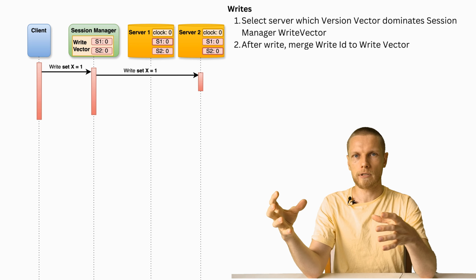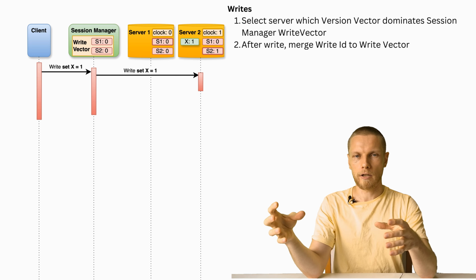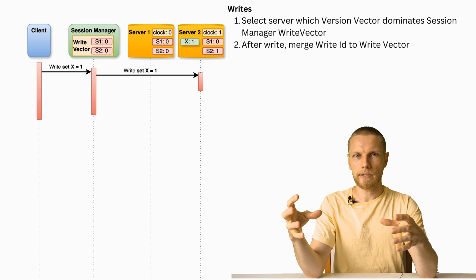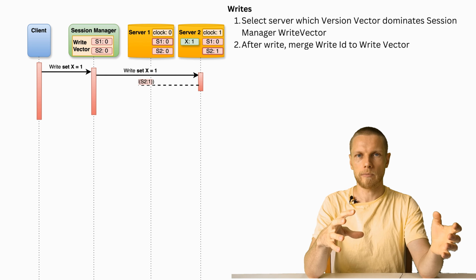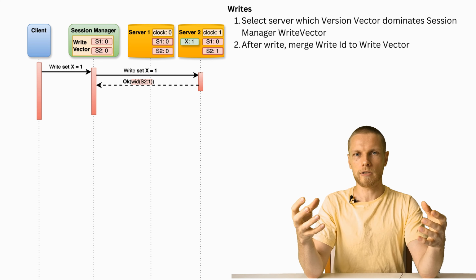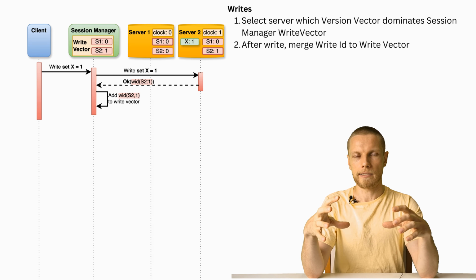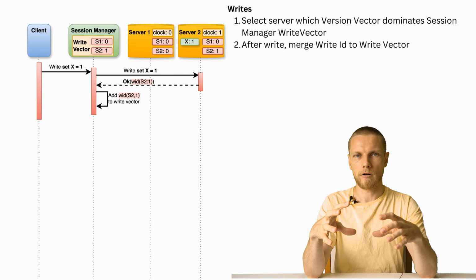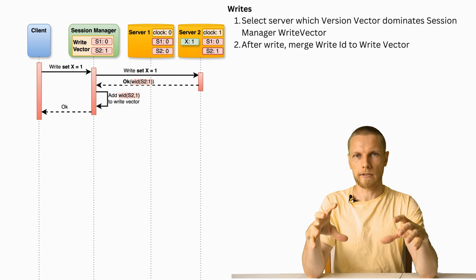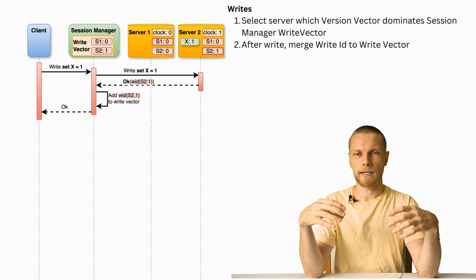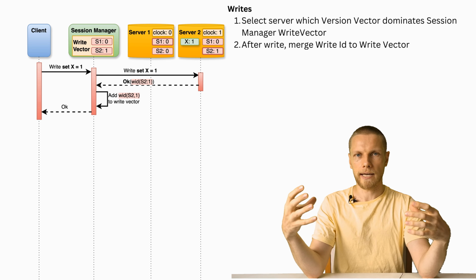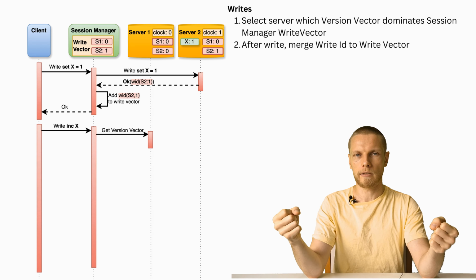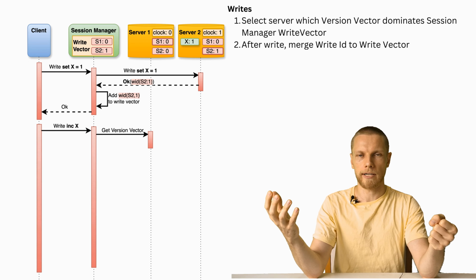But when this first write is made, the clock of server 2 is incremented, its version vector updated, and returned to the session manager. And now the session manager merges this version vector into its own write vector. And now during the second write, it has to do something to ensure that the Monotonic Writes guarantee is satisfied.